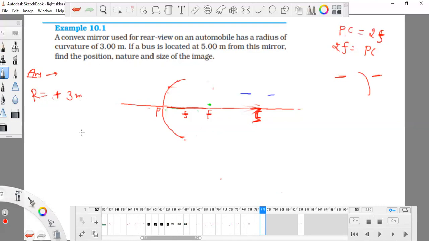Now the next thing: the bus is located at 5 meter from this mirror. So this is my mirror and the bus is my object. So my object is my bus, and it is placed 5 meter away. I told you that the object should be placed at the left side.